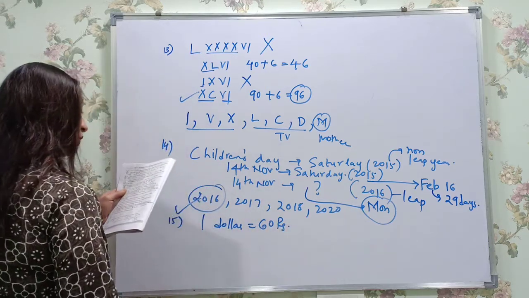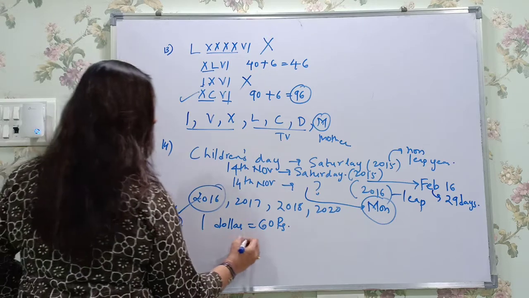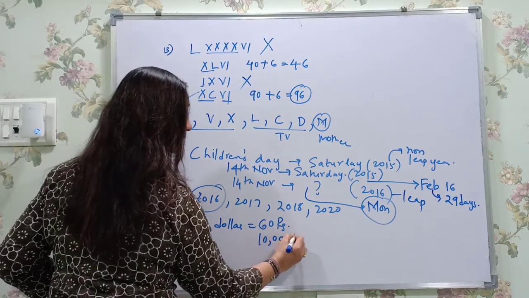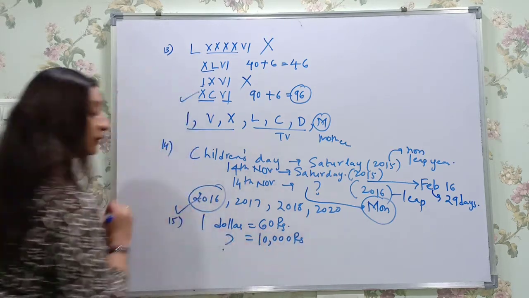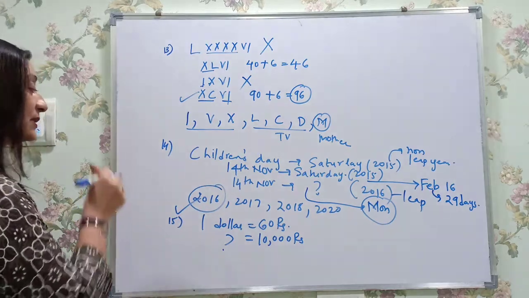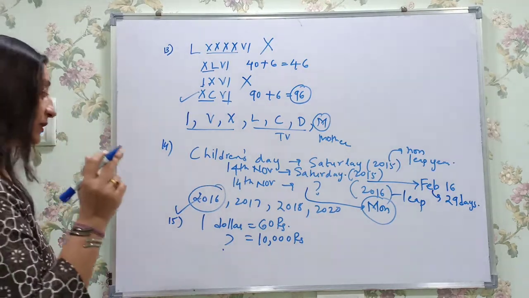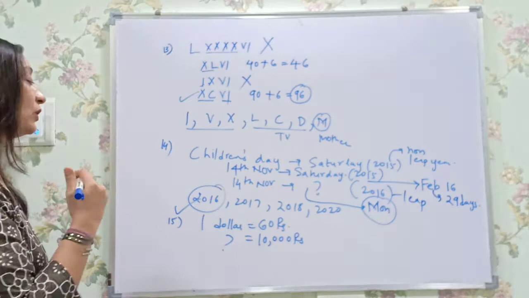Sum number 15. If a dollar is equal to 60 Indian rupees, $1 is equal to 60 rupees. How many dollars would you get in exchange for 10,000 rupees? Yes, how many dollars? Okay. $1 is equal to 60 Indian rupees. So for 10,000 Indian rupees, how many dollars will you get?